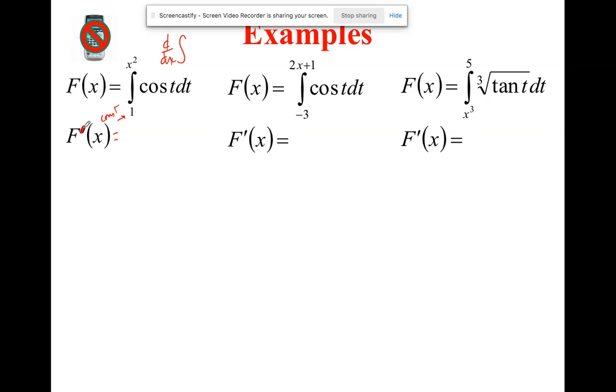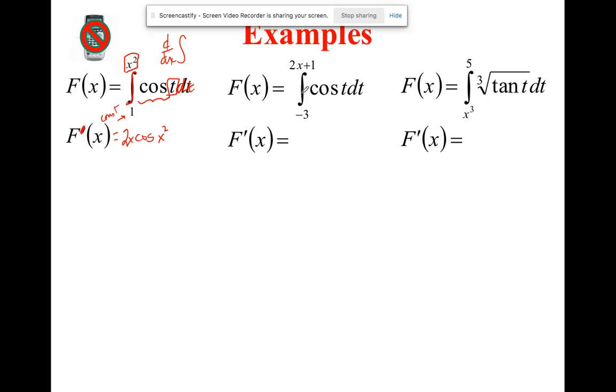You are taking a derivative of an antiderivative. So you can just copy and paste the integrand, replace t with x squared. Since it wasn't just x, you must spit out the derivative of x squared.